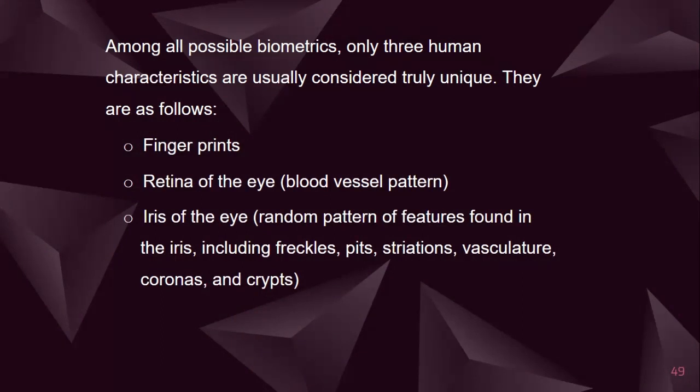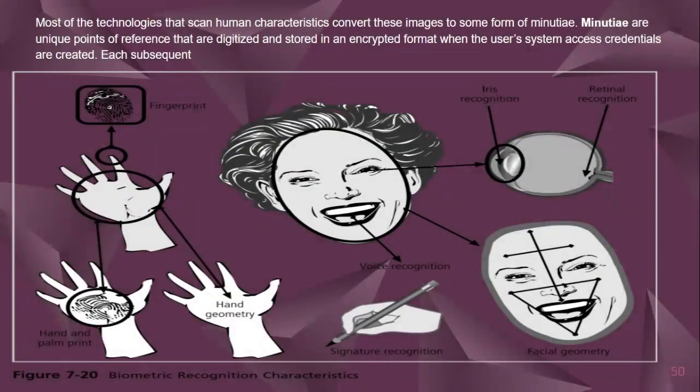Among all possible biometrics, only three human characteristics are usually considered truly unique. They are as follows: fingerprints; the retina of the eye, or blood vessel pattern; and the iris of the eye, or random pattern of features found in the iris, including freckles, pits, striations, vasculature, coronas, and crypts.